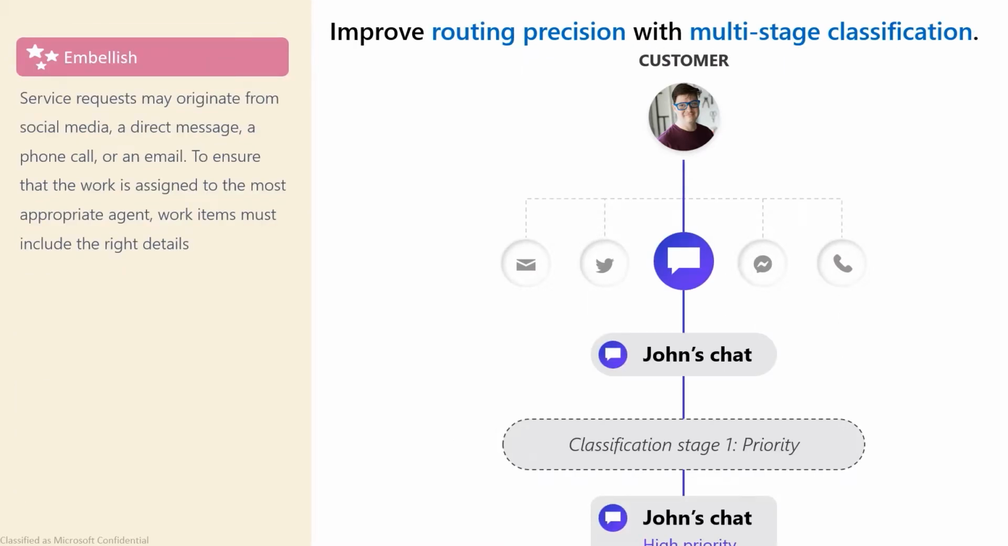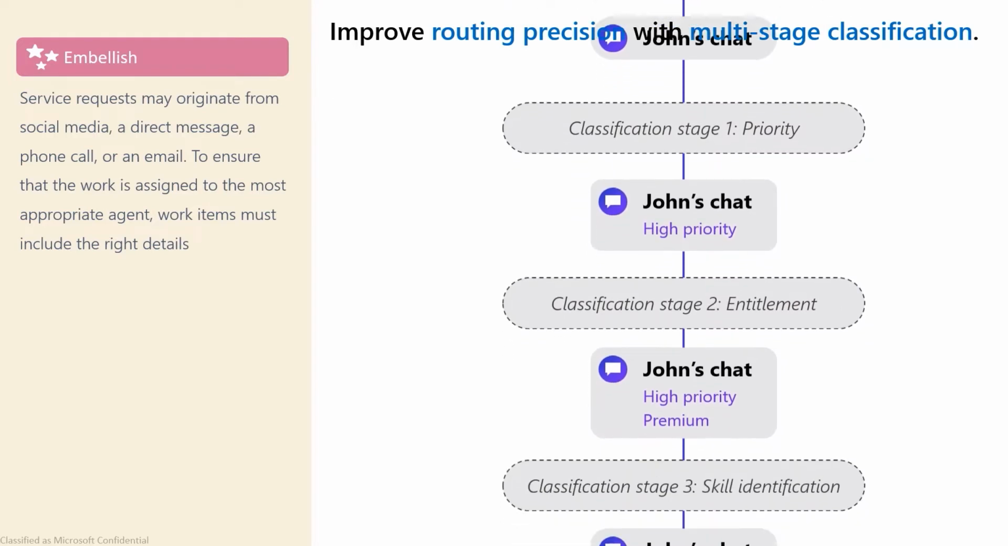After the work intake, the first thing that happens is the work classification. The idea is to improve the routing precision. The customer of today, as you know, interacts on multiple channels and platforms. The service requests may originate from a social media post or a direct message or an email or a phone call. To ensure that the work is assigned to the most appropriate agent, work items must include the right details, and that's what classification does.